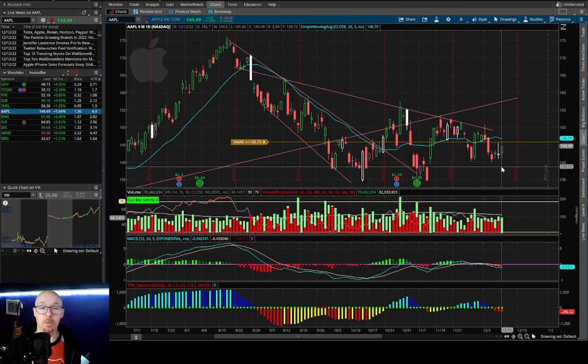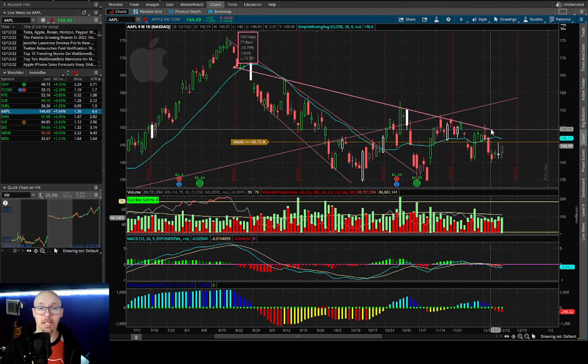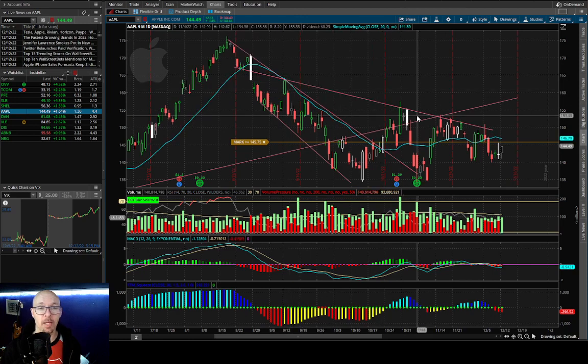We got a bunch of trend lines that we're moving within here, right? So right now we're kind of dealing with this major upper trend line that we haven't been able to break out of here for a while.